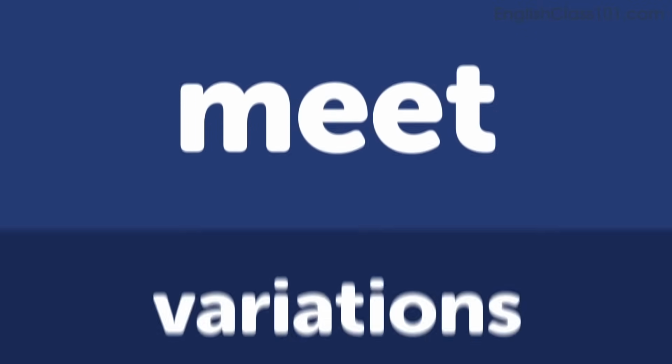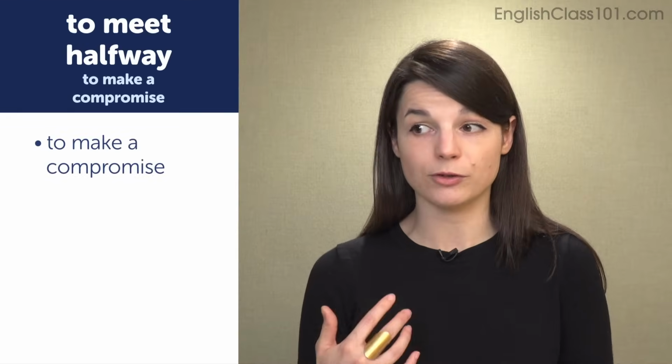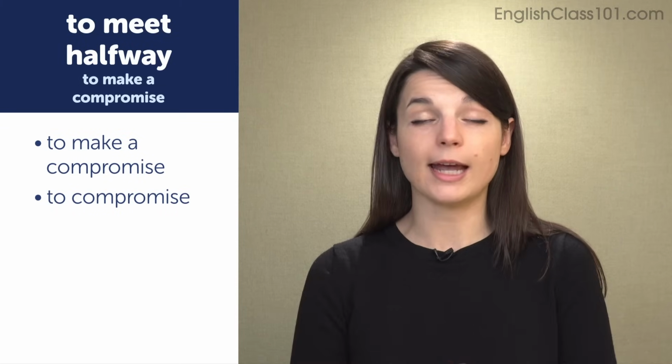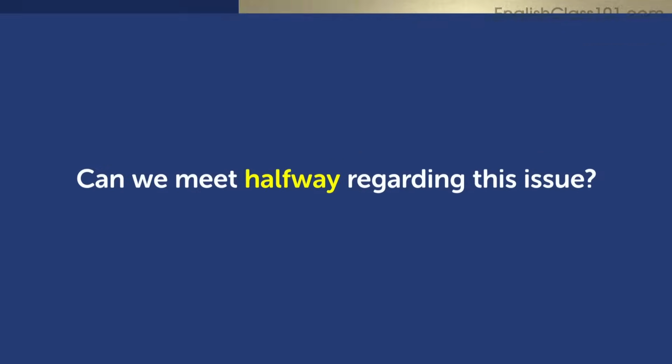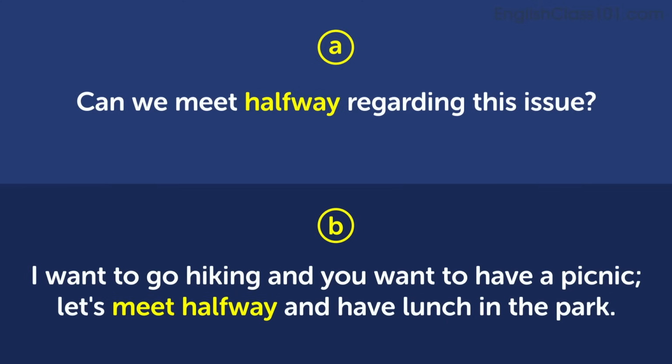Let's talk about some variations of this verb. The first variation is to meet halfway. To meet halfway means to make a compromise or just to compromise. Let's look at some examples of this. Can we meet halfway regarding this issue? I want to go hiking and you want to have a picnic. Let's meet halfway and have lunch in the park.